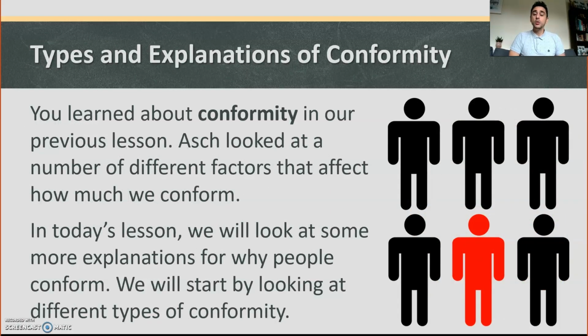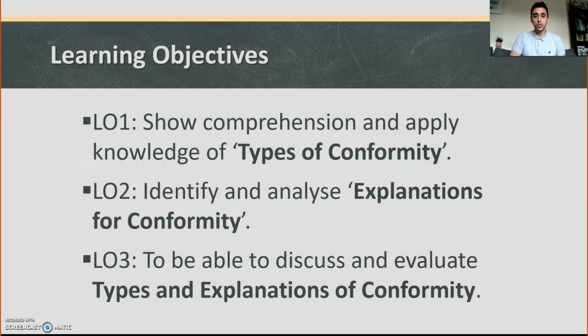So, you learned about conformity in our previous lesson. We looked at a number of different factors that affect how much we conform. In today's lesson, we will look at some more explanations for why people conform. We will start by looking at different types of conformity. So, let's start with types of conformity.